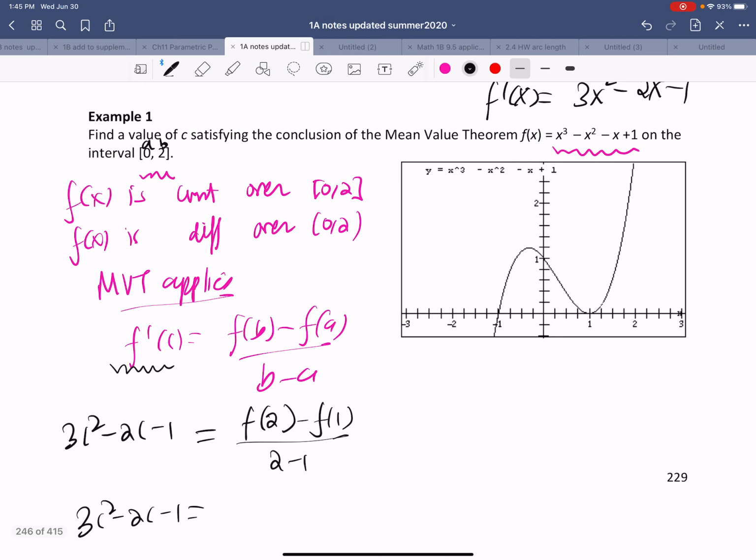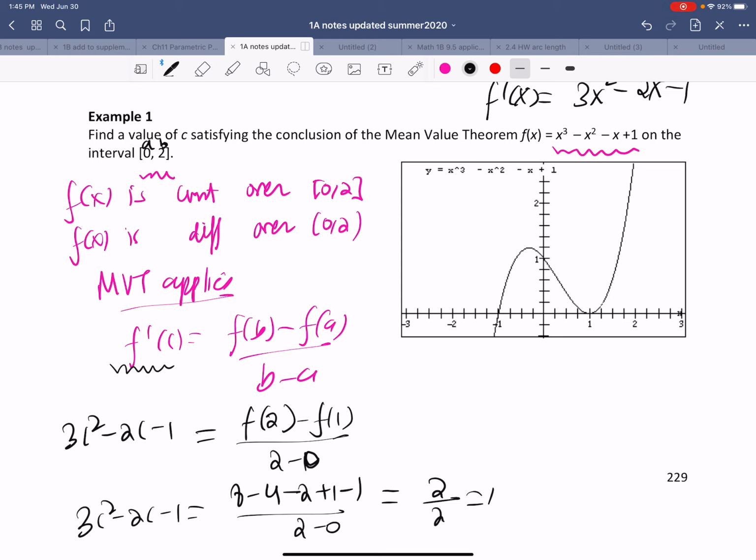F of 2 is, if I plug a 2 in here, what do I get? 2 to the third power is 8, 8 minus 4 minus 2 plus 1 minus 1 over 2 minus 0. This is going to be 2 minus 0. And the right hand side turns out to be 8 minus 4 is 4, 4 minus 2 is 2, 2 plus 1 is 3, 3 minus 1 is 2 over 2, which is 1.